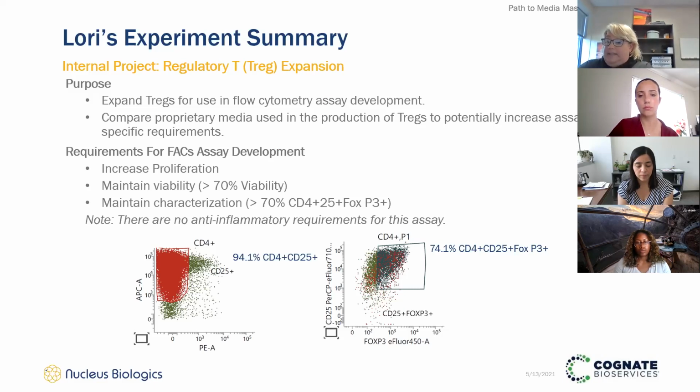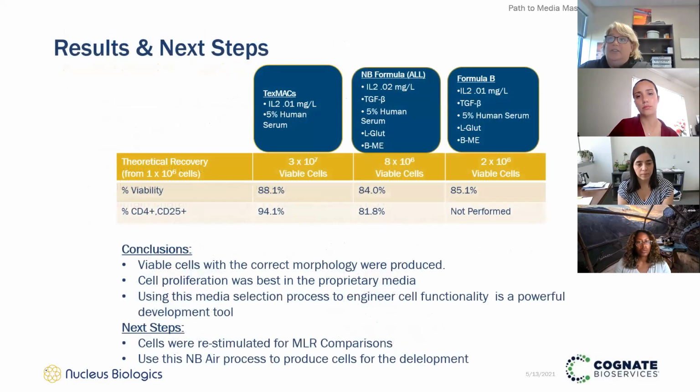So my experiment did, as expected, result in some pretty CD4, CD25, FOXP3 cells. And the next slide shows that the viability was decent, and the morphology was what I wanted. Not shockingly, the cell proliferation was still a little bit better in the proprietary media.